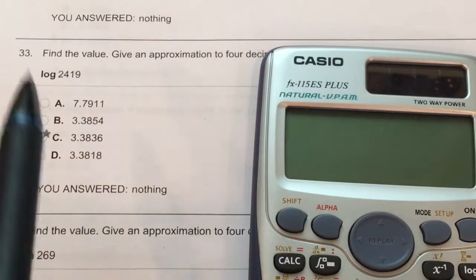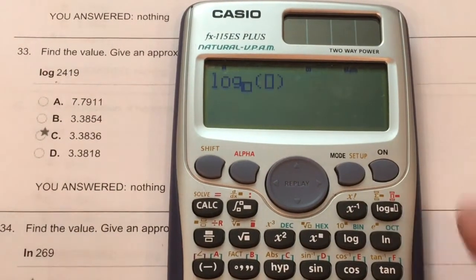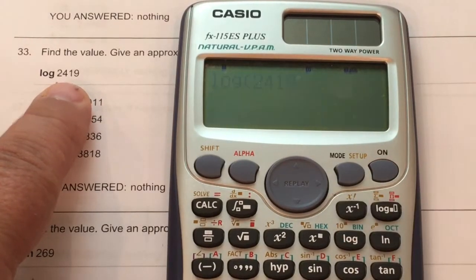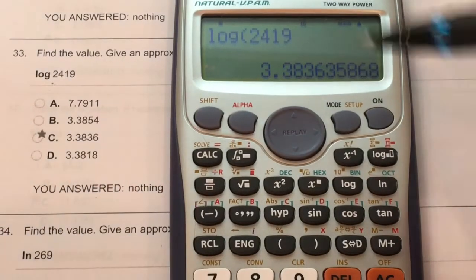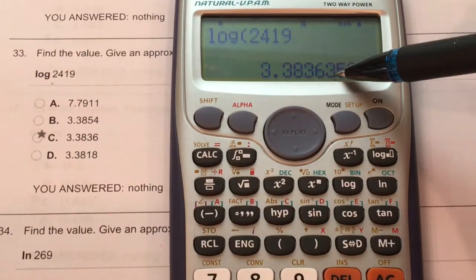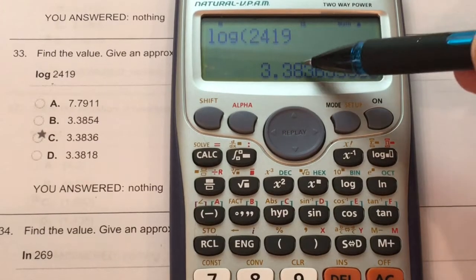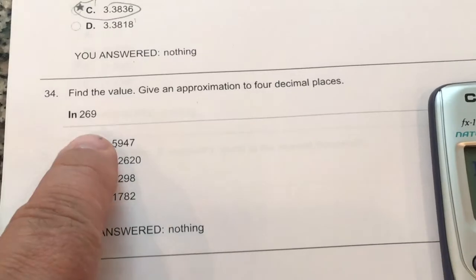Number 23. Now notice it doesn't have anything underneath the log, so you're not going to hit the log base button. You're just going to hit the plain log button, and then you're going to type in 2419. And it'll round it out for you. There you go. 3.38 says to 4 decimal places. So 1, 2, 3, 4. Now I have to look to the 5th spot. If that's 5 or above, I give this a shove. If it's 4 or below, I let that go. So it's going to be 3836. 3836, choice C.